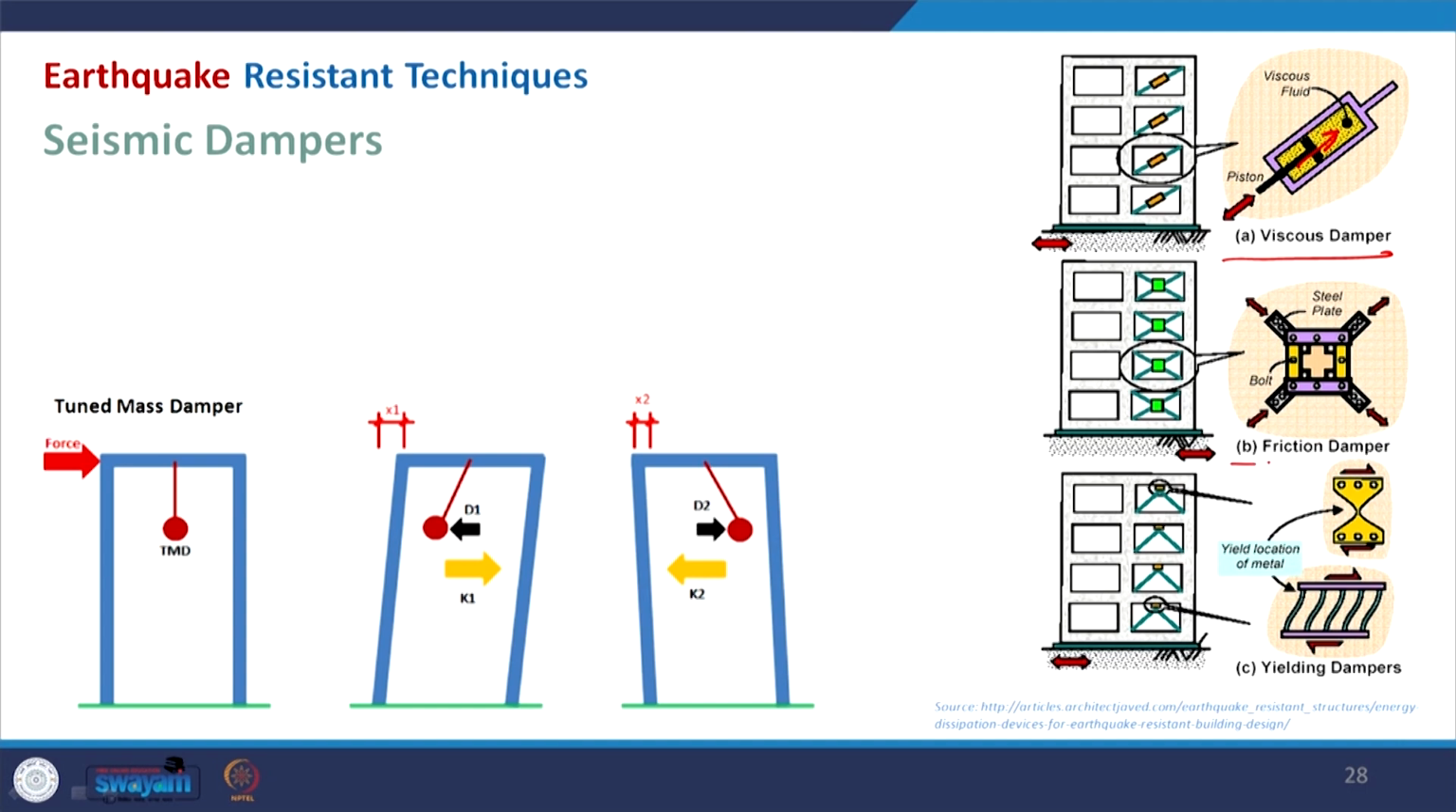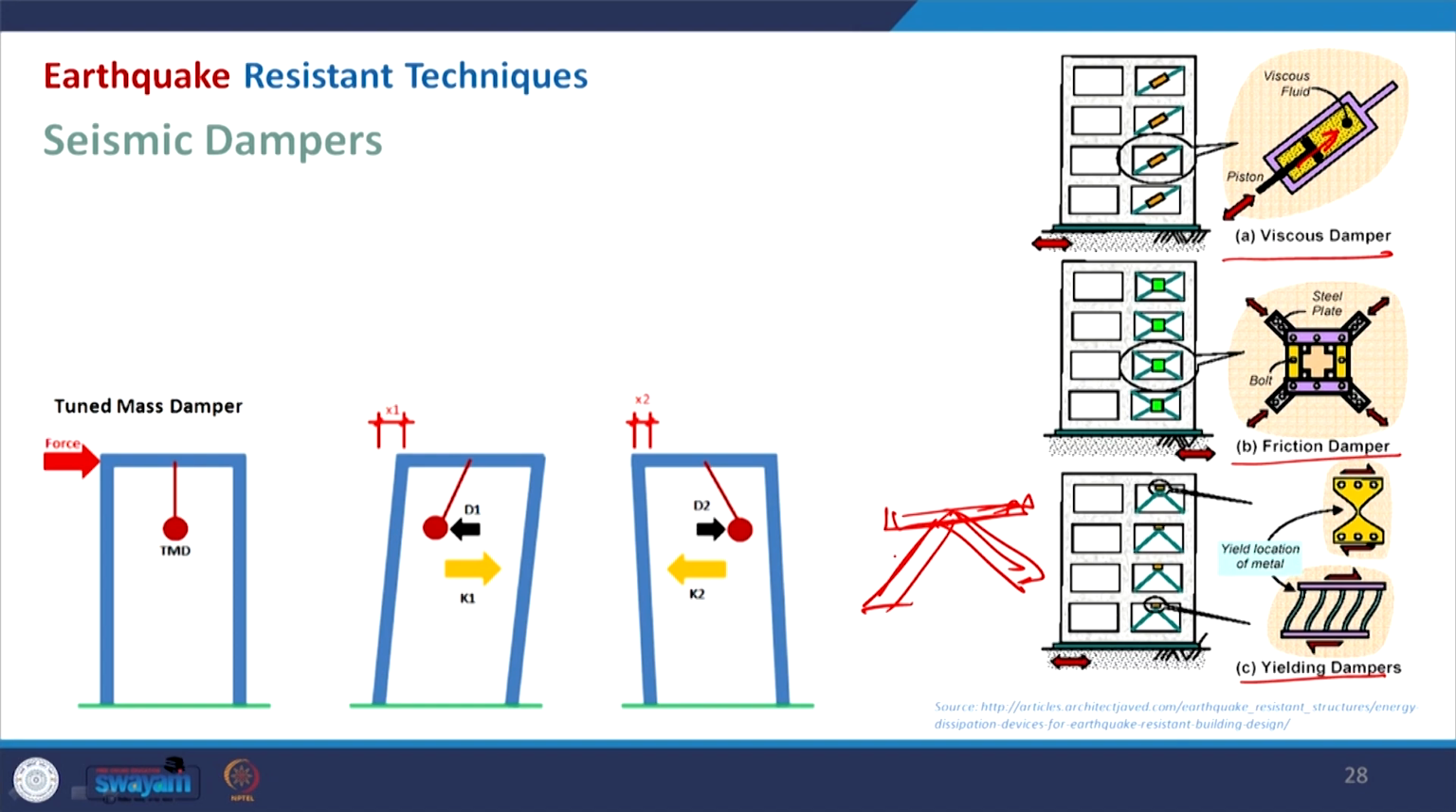Whereas we can have friction dampers, where the plates slide on each other and again damp that motion. Sometimes we can go for yielding dampers, which are very low cost solutions, where we use metal members which bend to the yield level, and with their elasticity they help to damp the motion.